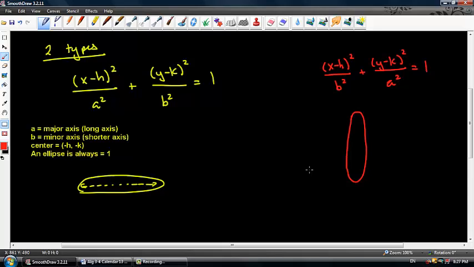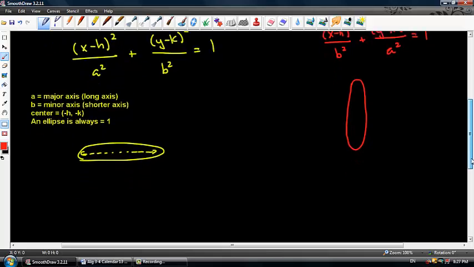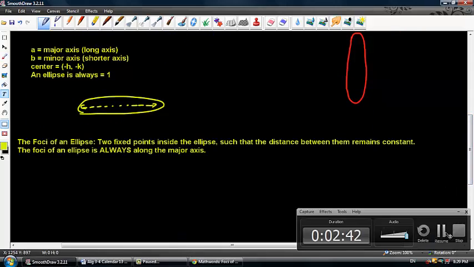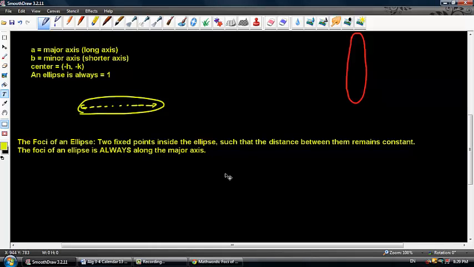So hopefully you guys were able to copy that down. Let's go and get some more definitions. I'm going to pause real quick. Alright, the foci of an ellipse is defined as two fixed points inside the ellipse, such that the distance between them remains constant.